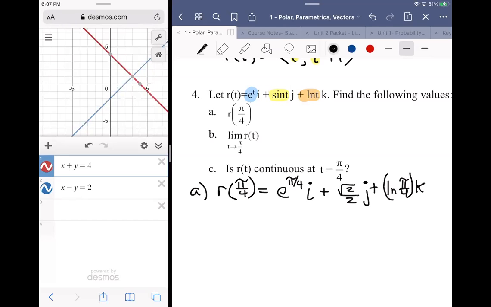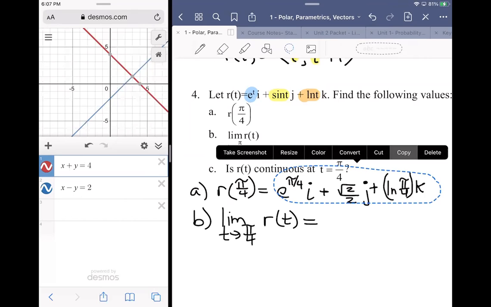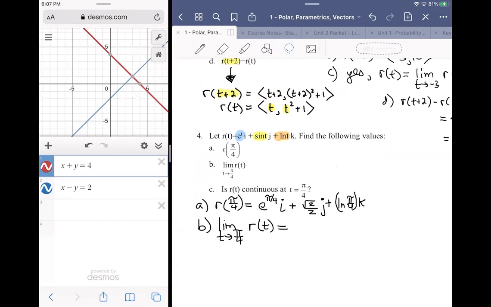Right? So when we find the limit as t approaches pi over 4, there's no funny business going on around pi over 4. So it ends up giving you the same result, which is great news, because that means that this function is continuous at pi over 4. And again, that's because the answers for A and B are the same as one another. And they're the same and they exist. If they didn't exist, that would be a different story.